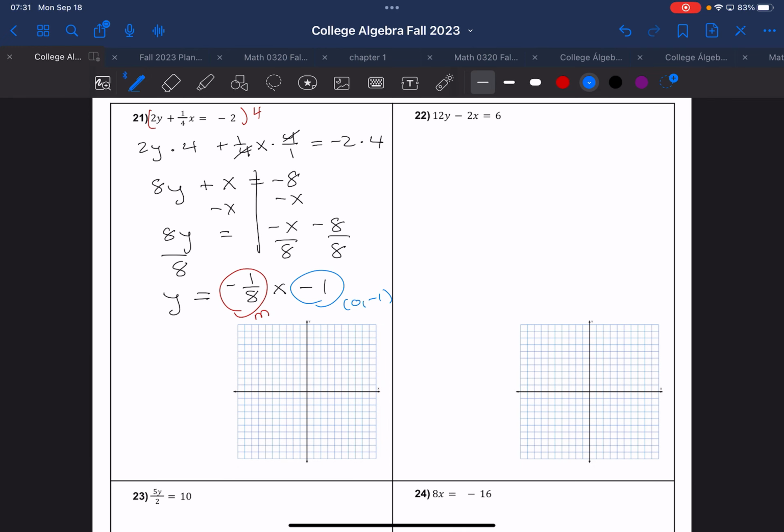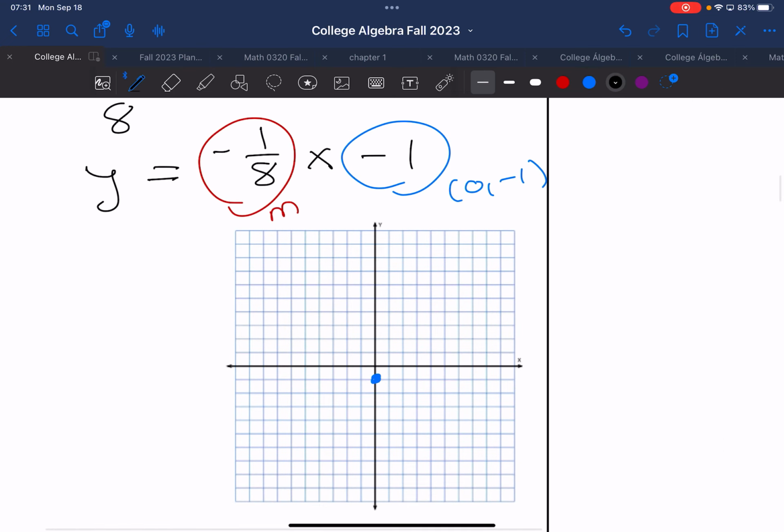Okay, and what am I going to do first? Plot the y-intercept. Good, plot my point, that's 0, negative 1. And what is that negative 1/8 telling us to do? Down 1, because it's a negative 1. In which way 8? To the right, because it's a positive 8. And that gives me our next point. Once I have my 2 points, I can connect them to create my line.